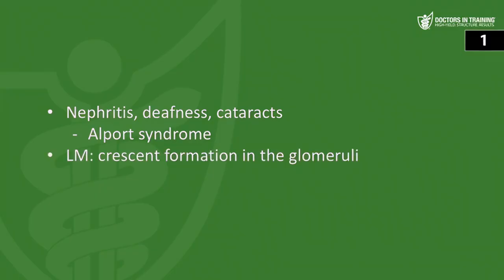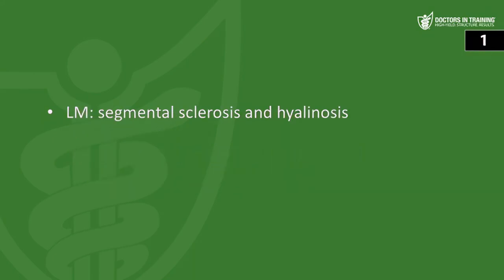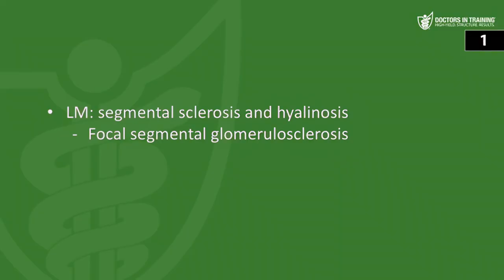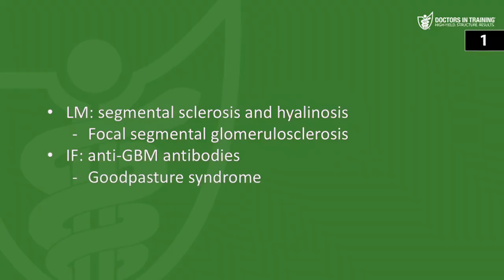Next, we have crescent formation in the glomeruli. So this is going to be seen in the rapidly progressive glomerulonephritis, or also referred to as crescent glomerulonephritis. Next, we have segmental sclerosis and hyalinosis on light microscopy. This is going to be your focal segmental glomerulosclerosis. Next, we have anti-GBM antibodies on immunofluorescence. These are going to be seen in Goodpasture syndrome again.